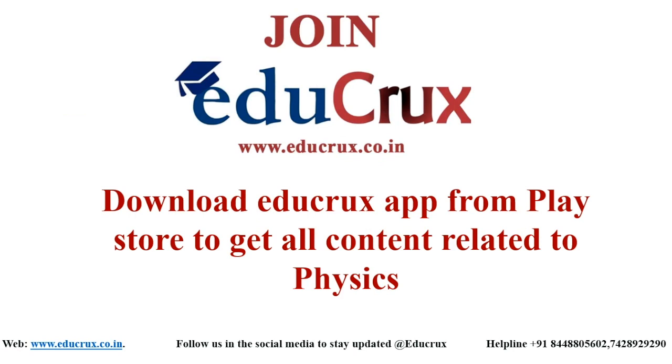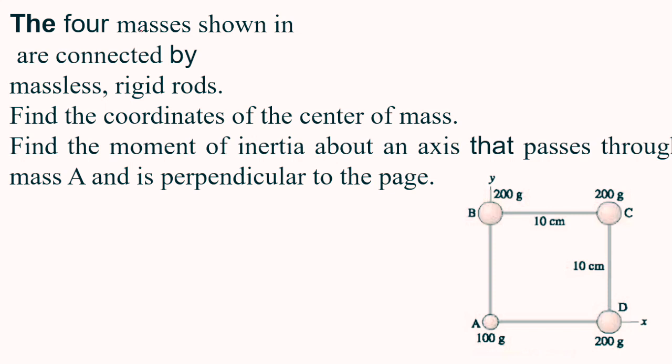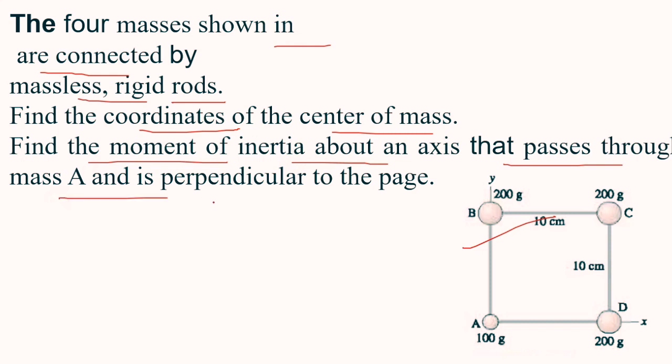This will be helpful for all physics competitive exams. Our question says that there are four particles shown in the figure given below, connected by massless rigid rods. Find the coordinates of the center of mass. Find the moment of inertia about an axis that passes through mass A and is perpendicular to the page. So this is our first part, this is our second part. Let's calculate the first part, the coordinates of the center of mass.